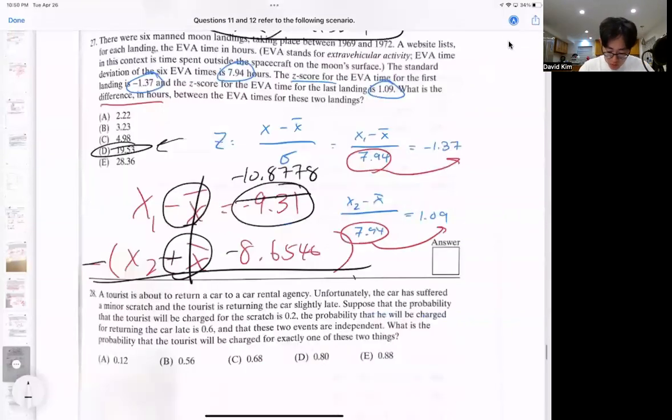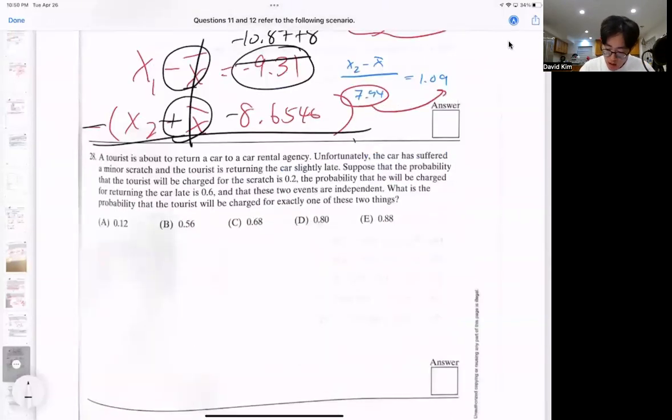Okay, so that's the positive difference. Next, we have the car suffered from scratch 0.2, charge for returning the car late is 0.6. So these two events are independent. What is the probability the tourist will be charged for exactly one of these two things? Draw a tree diagram, please.